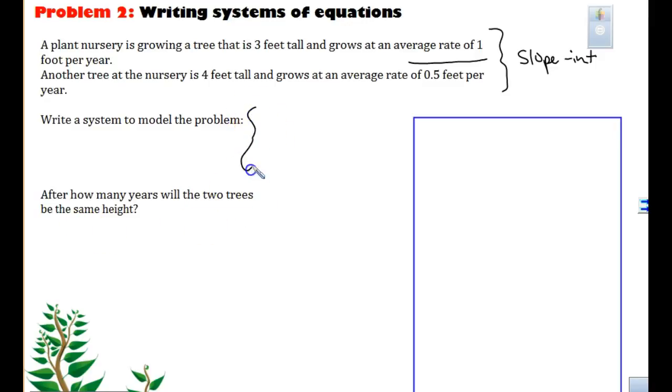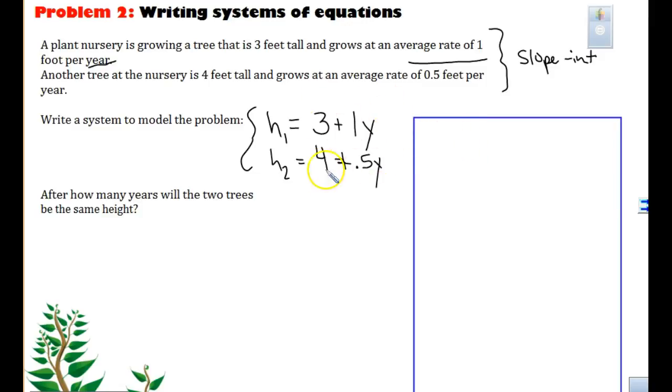So, we want to have the height of tree 1, so H1, and what do we know? We know that tree 1 was 3 feet tall, plus it's growing 1 foot a year. Why? Because we're looking at year for our variable. The height of tree 2 is equal to, it started out at 4 feet, and it is adding 0.5 feet per year. Easiest way to solve this one if I'm looking at it, Brooke, substitution or elimination?